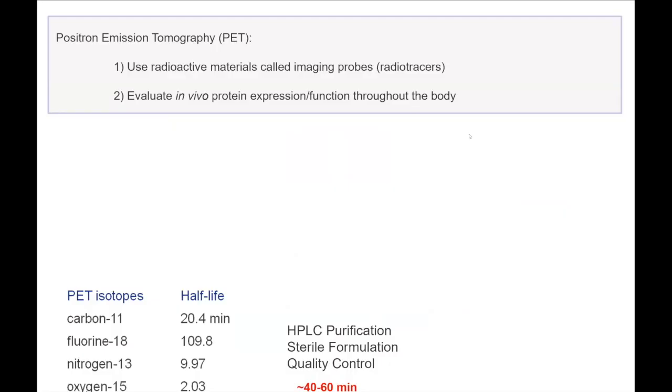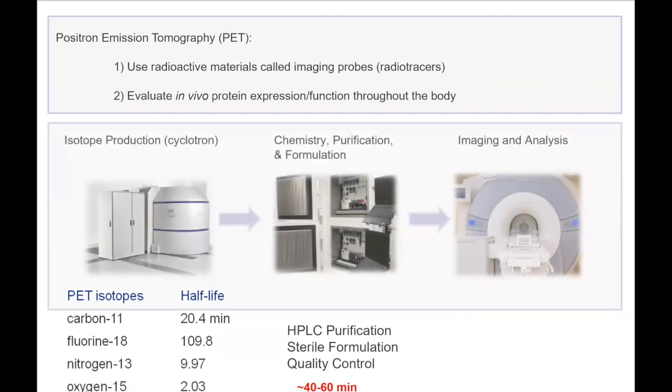So for PET imaging, we have to use an imaging probe, or we call it a radiotracer or radioligand. Before we do any scan, we need to inject such an imaging probe into the animal or human. This can be used for in vivo protein expression or function studies.